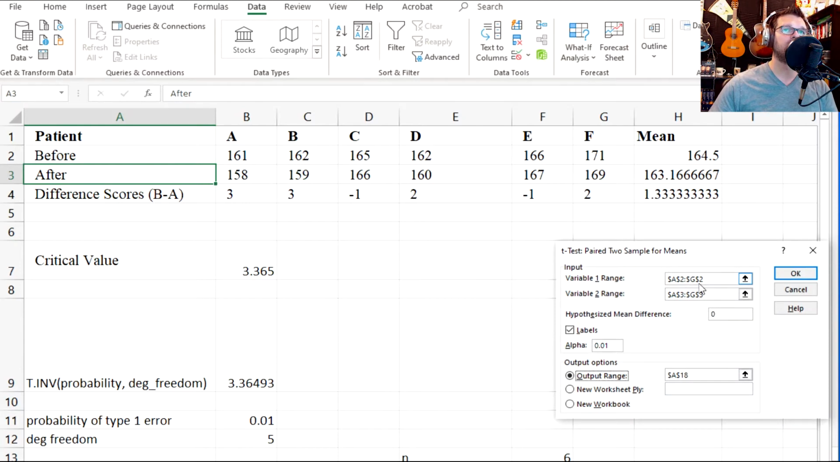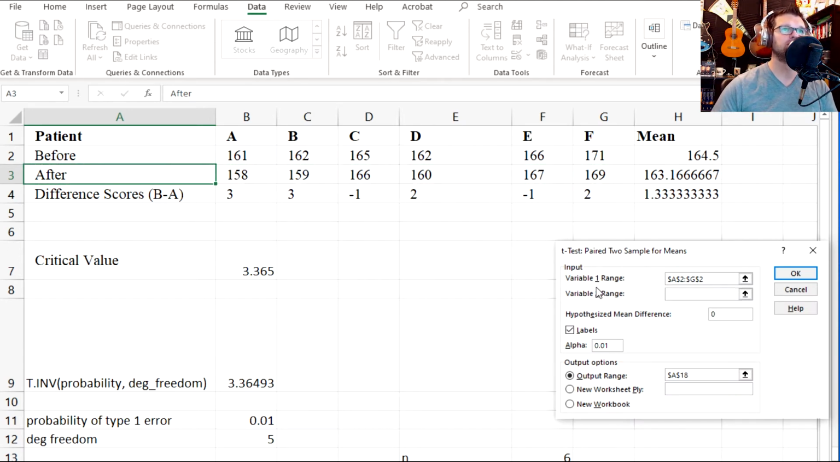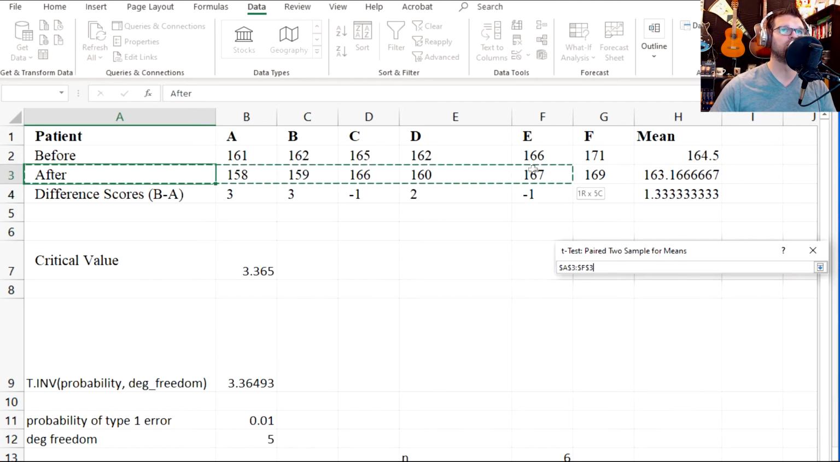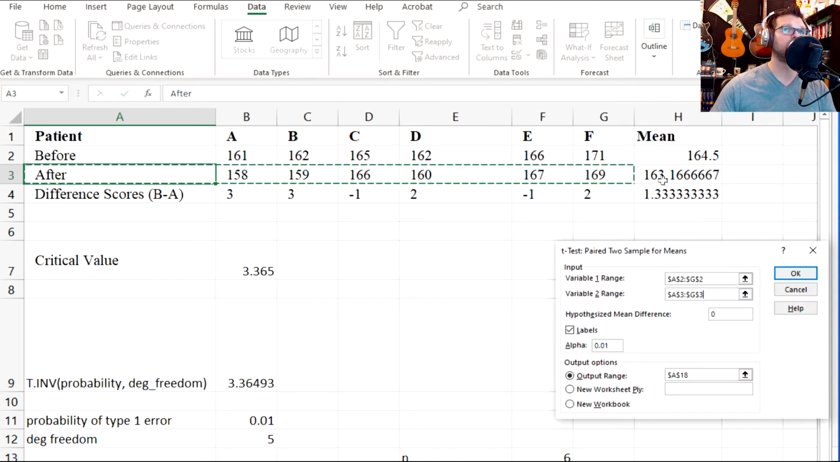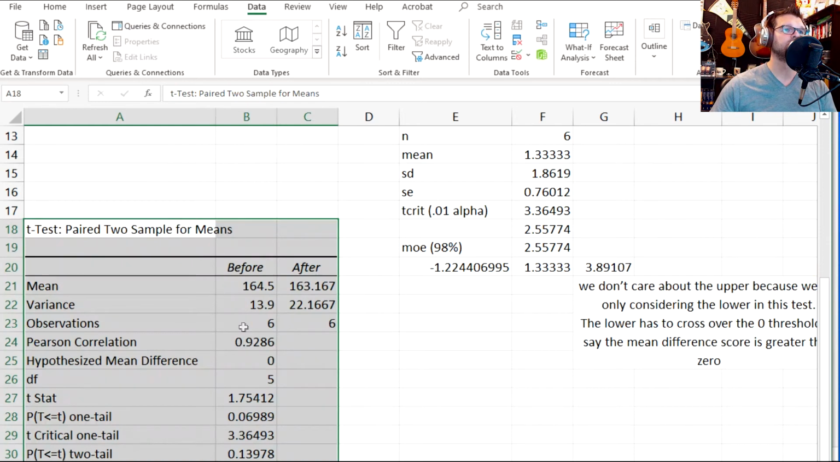OK, and then you highlight the variable 1 range. So this is variable 1, and it can be horizontal, it can be vertical, does not matter. And then variable 2, so we're going to variable 2, the after scores, do not include the mean, just include the before and after. And then the hypothesized difference, we're just sticking with 0, alpha of 0.01. Does it include the labels? Yes. And the output range, where do I want it? I'm going to come down here, say, hey, I want it right there, and then I'm going to press OK.